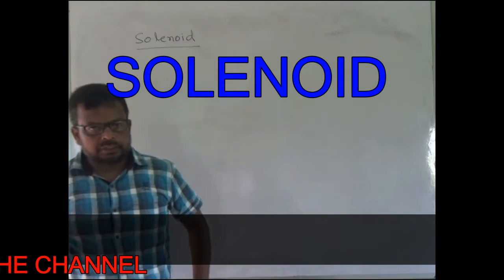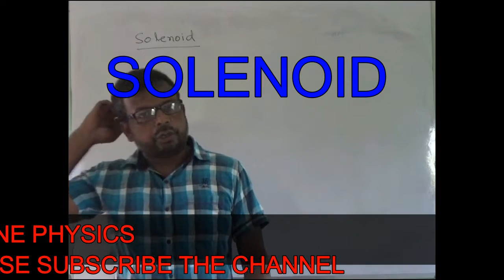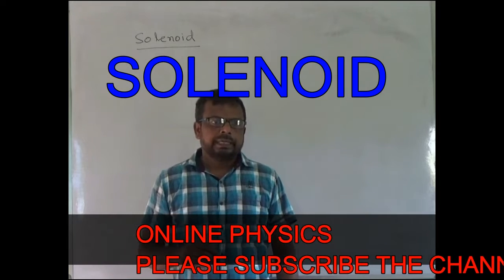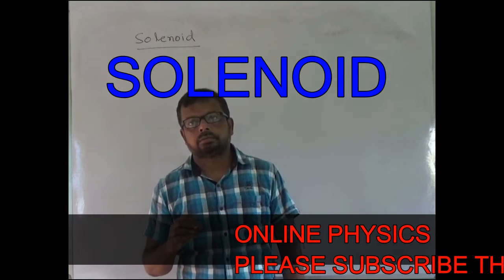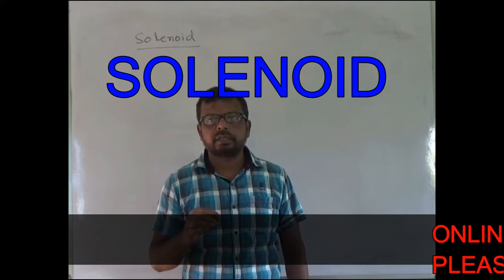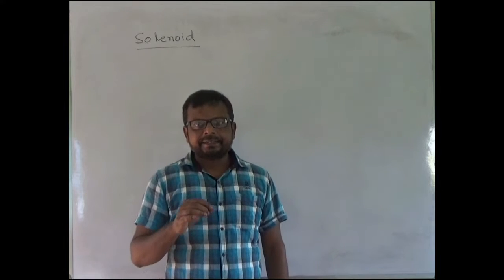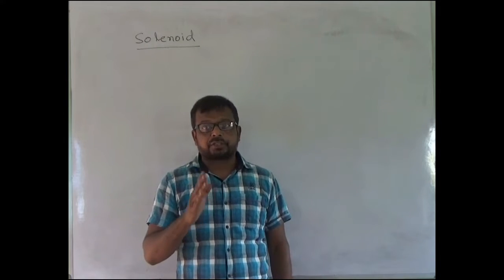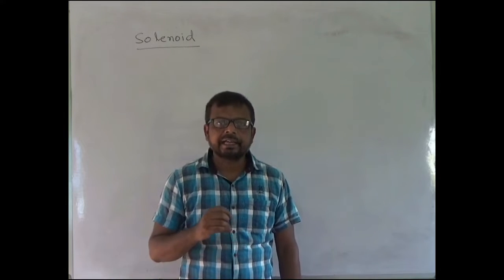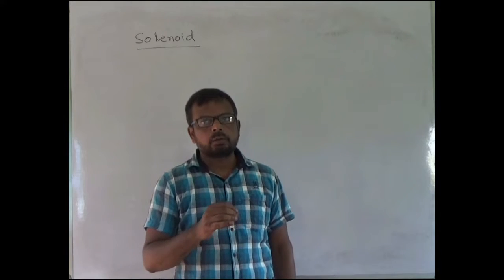Now we are going to discuss the solenoid. A solenoid consists of a long enamel wire wound in the form of a helix, where the neighboring turns are closely spaced. So each turn can be regarded as a circle or a circular loop.